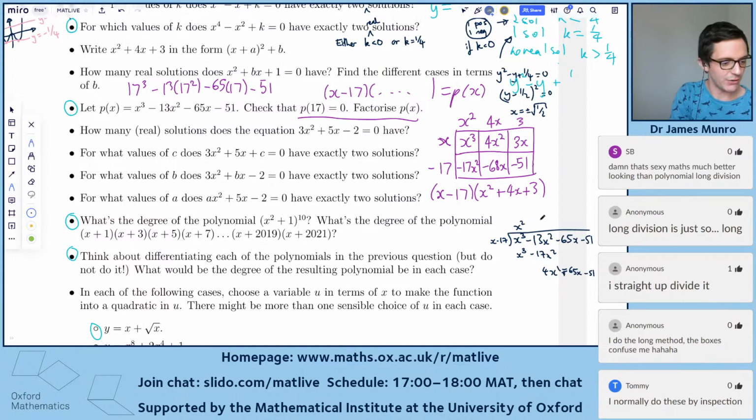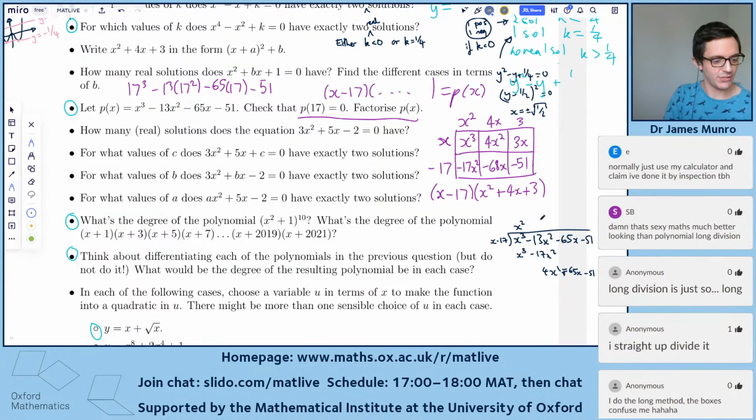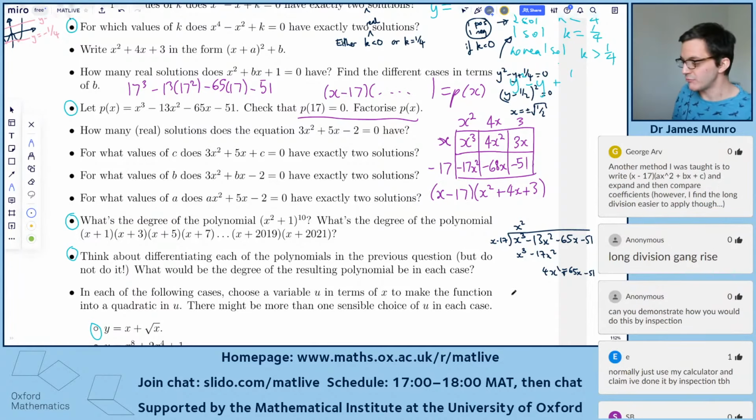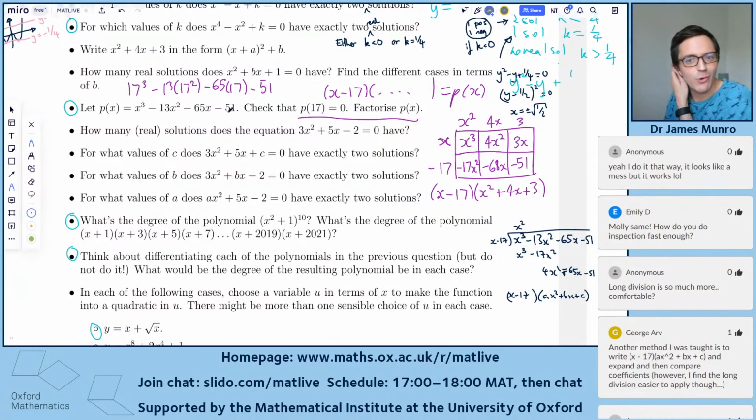There's some voting going on in chat as well. Oh, George has got another method, which I like as well, which is to write x minus 17 times ax squared plus bx plus c, and then multiply out and solve for a, b, and c. I think there was a method where you start from the 51 end and say 51 is 17 times 3, to factorise that as well. Emily would like a poll.